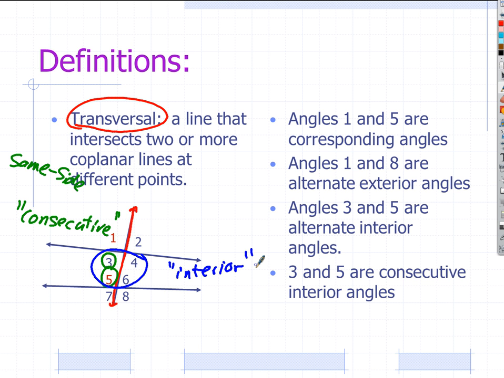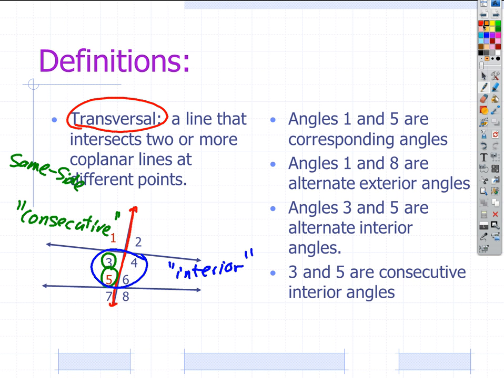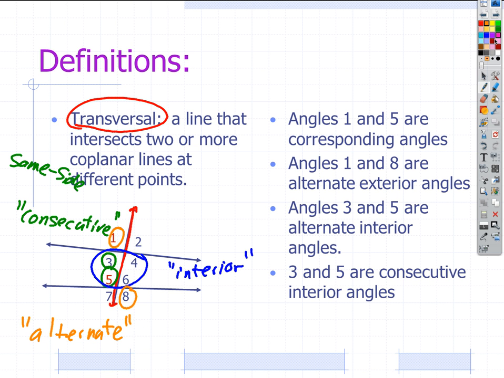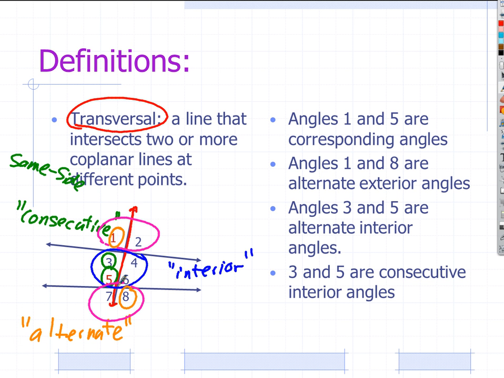Okay? Now what happens if we take angles that are on opposite sides of the transversal? Like let's take, for example, angles 1 and 8. If they're on opposite sides of the transversal, we call those alternate angles. Okay? Alternate means opposite. Now this time, because they are outside of the 2 lines, so these angles up here and these angles down here, we call them exterior.